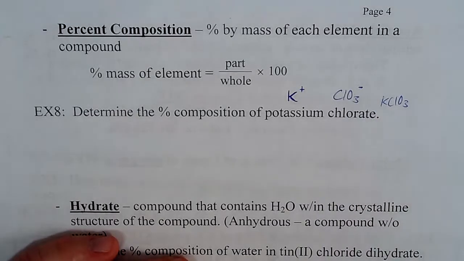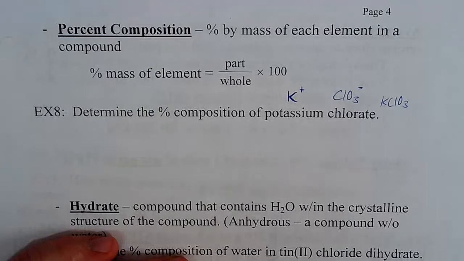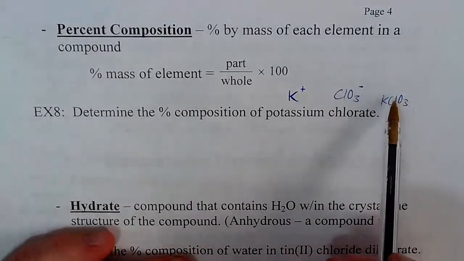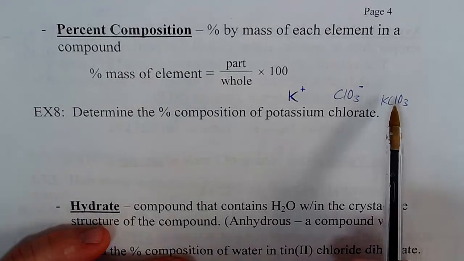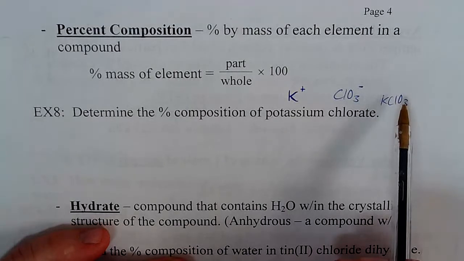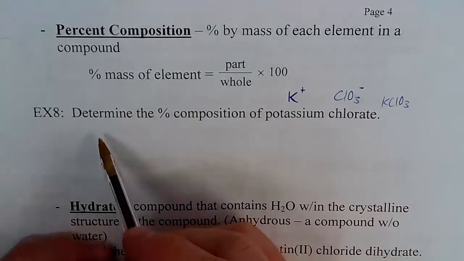So you do the oxygen mass divided by the total mass of the potassium chlorate if you're trying to do this experimentally. Now, if we just know the formula and we want to find the percent composition of each element, I'll show you how to do that right now.